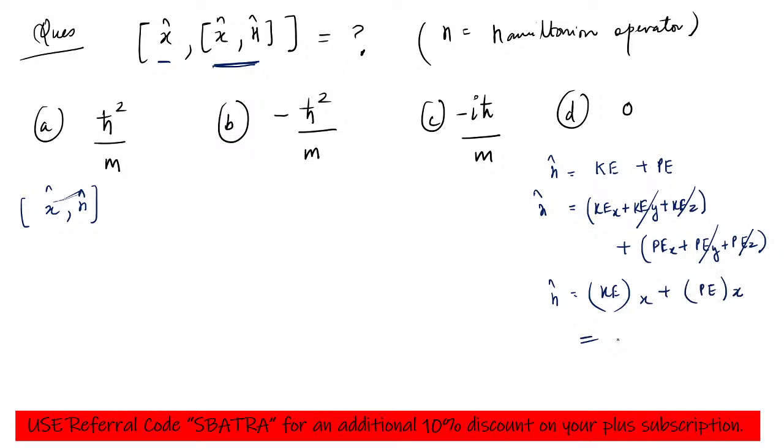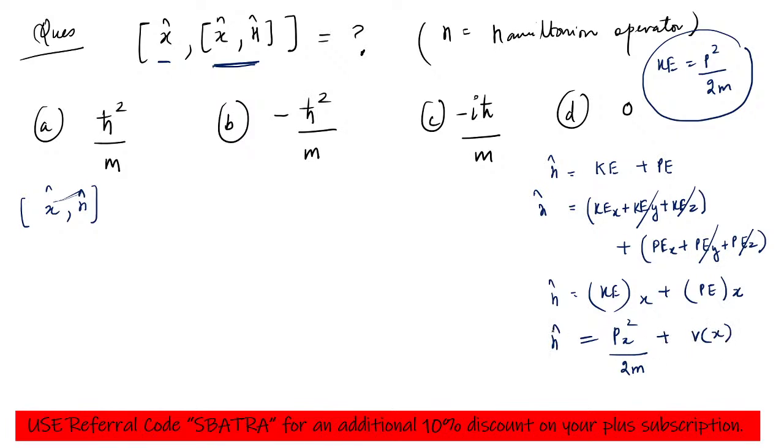Basically, what can we write for kinetic energy? Can I write that kinetic energy is equal to p square by 2m, momentum square by 2m, right? So this is nothing but px square by 2m, and this is your potential energy. So this is the value of the Hamiltonian operator.